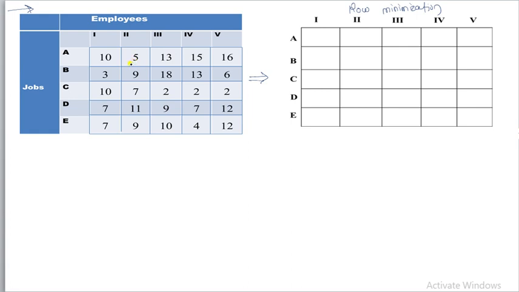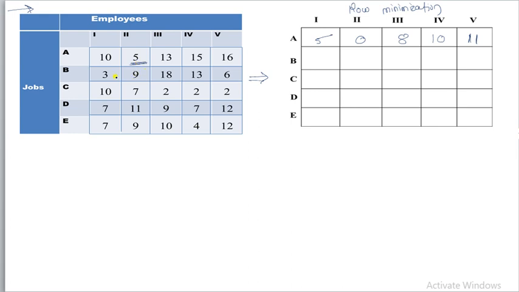So here, this 5 is the smallest element from the first row. We'll subtract it from each element of that particular row. So this is going to be 10 minus 5, which is 5. Second, 5 minus 5 is going to be 0. Next, 13 minus 5 is going to be 8. 15 minus 5 is 10, and 16 minus 5 is going to be 11. So this is the first thing that we have done. That means select the minimum from the row and subtract it from that particular row.